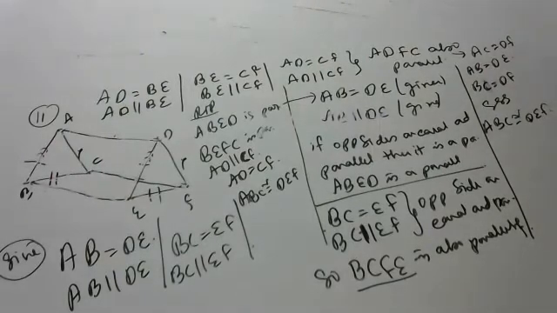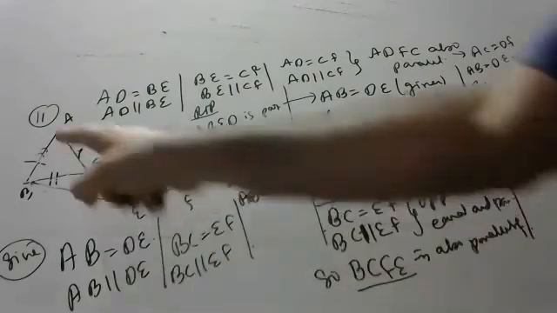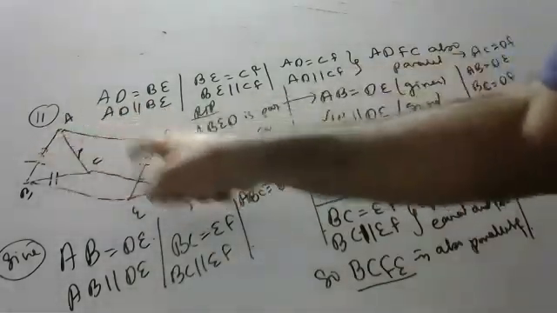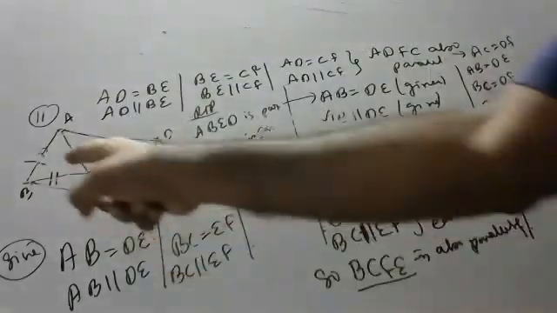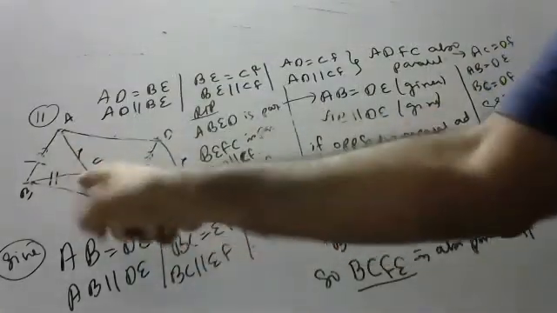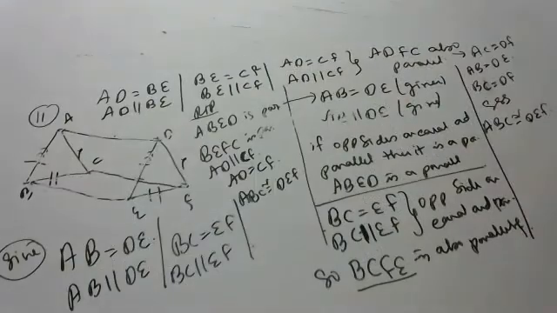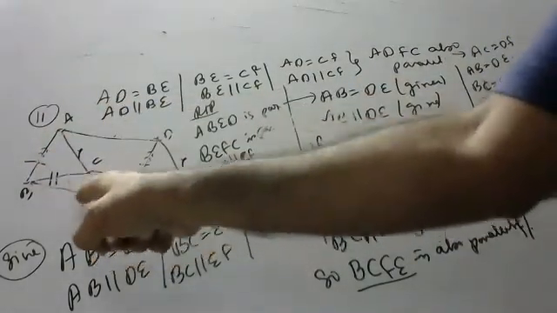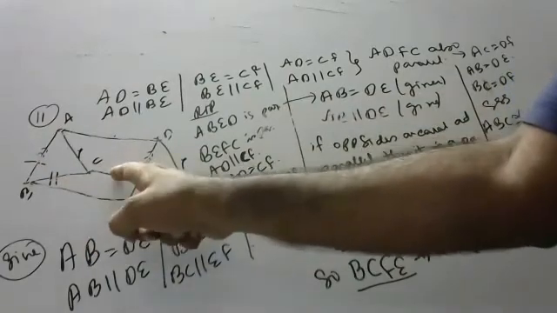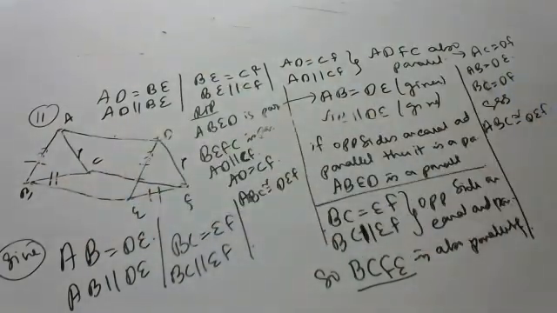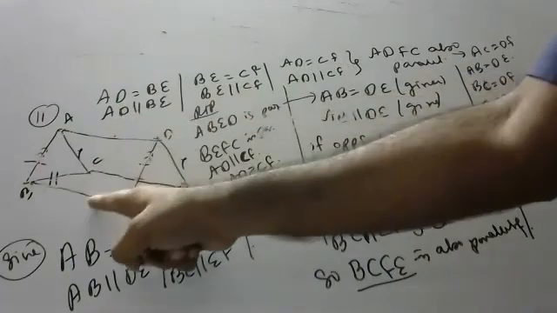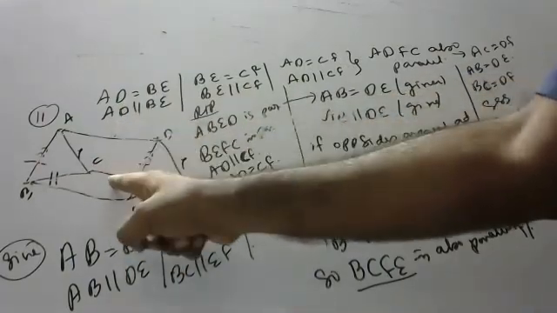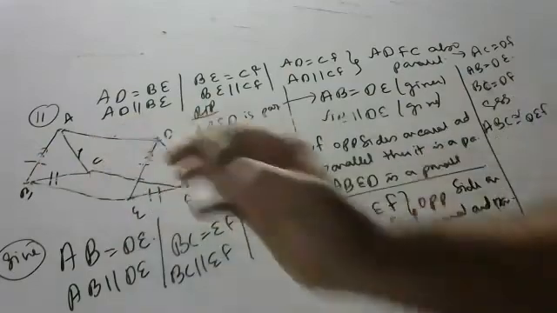Slowly I will say, children, don't get confused. This equal, this parallel, so ABED is a parallelogram. Again, this equal, this parallel, so the down one is also a parallelogram. Because this is a parallelogram, AD is equal to BE. Because the down one is also a parallelogram, BE is equal to CF. Therefore, AD is equal to CF. AD is parallel to BE, BE is parallel to CF, so AD is parallel to CF. That's why ADFC is also a parallelogram.